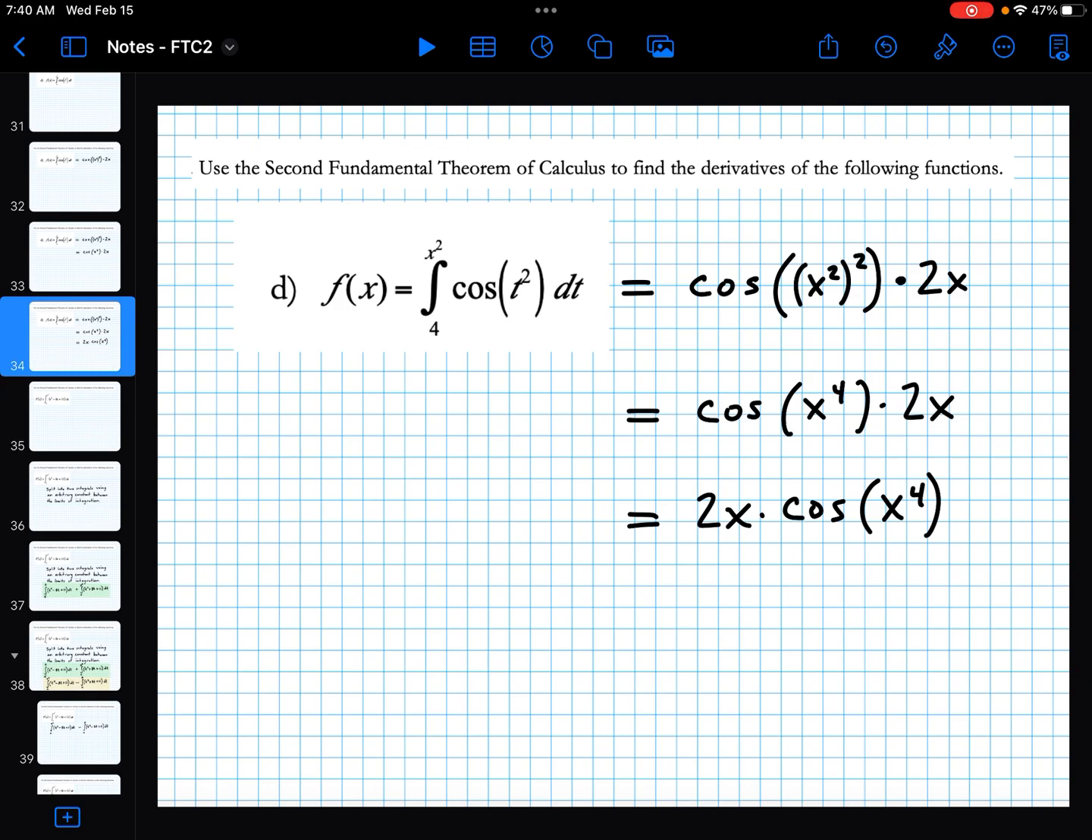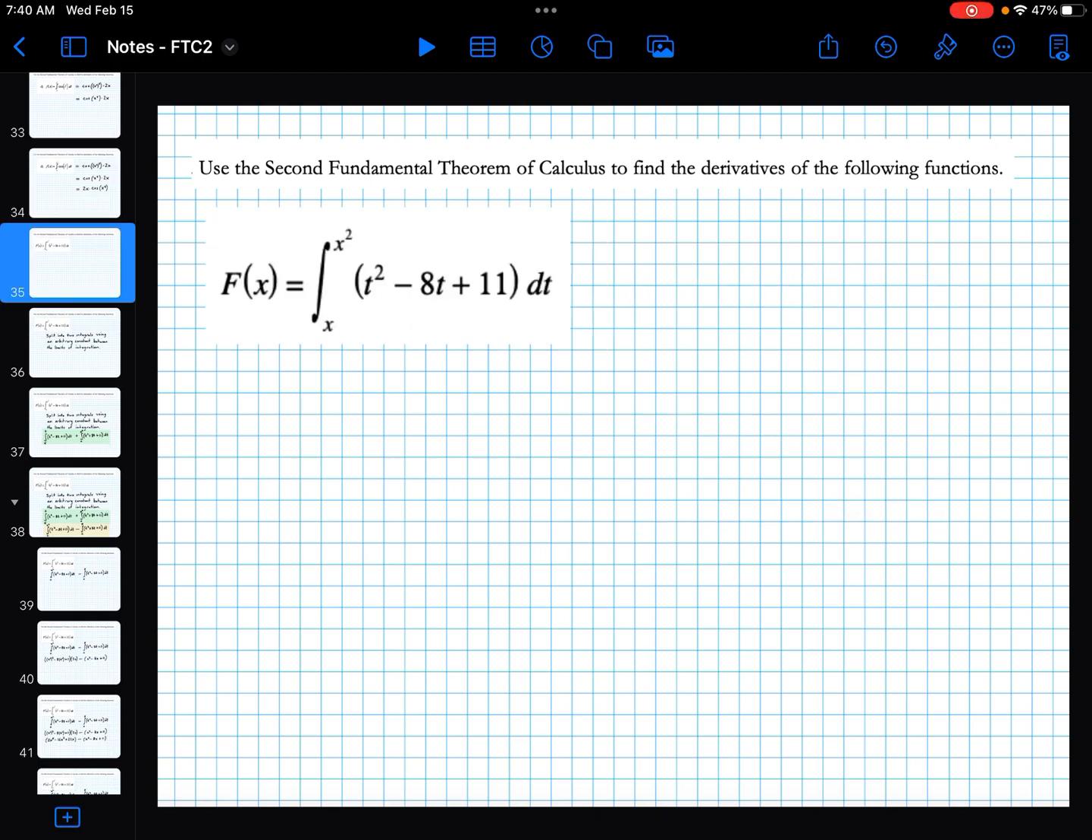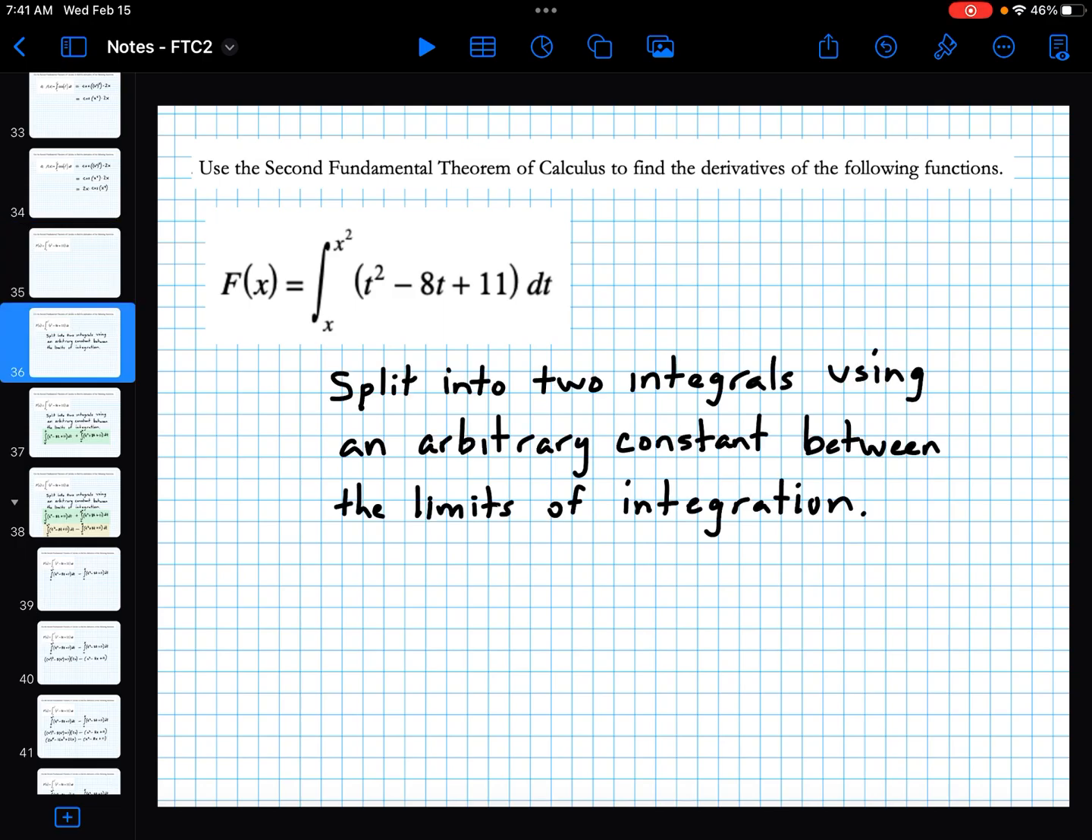So the last type of problem that I want to take a look at in the video is what happens when you have variables in both the upper and the lower limits of integration. It doesn't mean you can't do the problem. What it means is you essentially have to do a trick here. We're going to split this up into two integrals using some constant that happens to be between the limits of integration. If x and x squared in this example aren't the same number, there will be some number in between them.